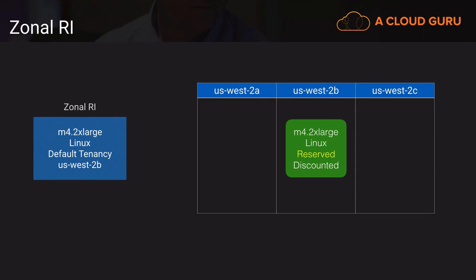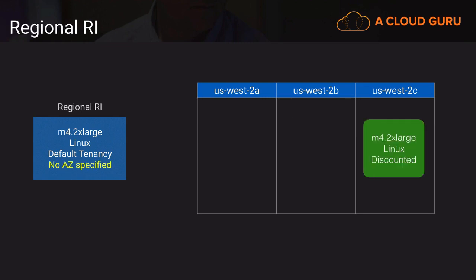So we have our reserved instance over here on the left, an M4 2X large, Linux, default tenancy, and we've chosen an availability zone, US West 2B. Amazon creates a reservation for us in US West 2B, and that's going to be discounted whenever we spin one up. And it's always going to be available. We're going to be guaranteed that compute power in that US West 2B.